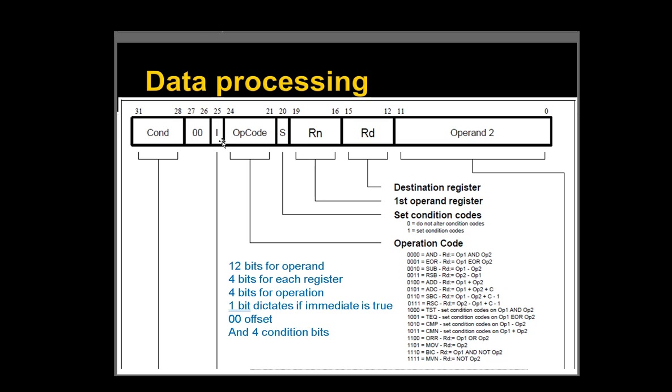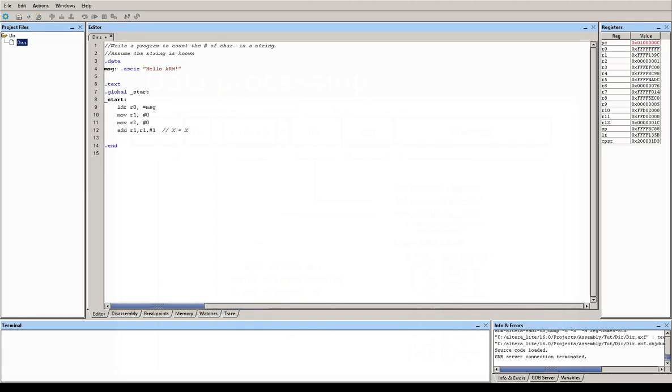Followed by 1 bit that is reserved for the immediate value, meaning that if in my instruction I'm using an immediate value, then this bit will be set to 1. If I am not using an immediate value, this bit will be equal to 0. What does that mean? Well, if I give you an example here, in this instruction, I am using an immediate value of 1. I'm adding 1 to R1, and then I'm storing the results back into R1. So I am using an immediate value.